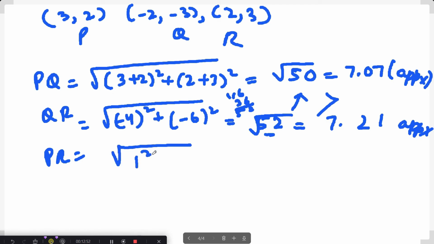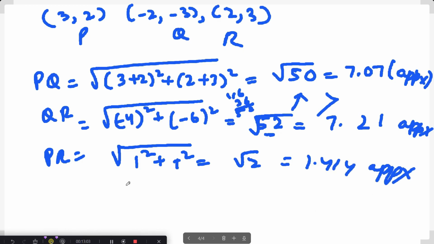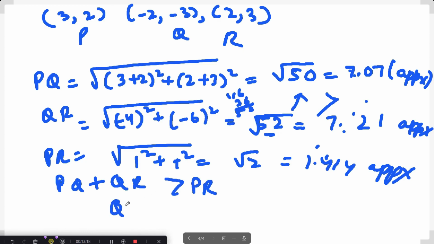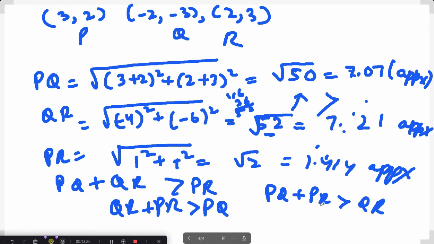Now PR: 3 minus 2, 1 square plus 2 minus 3, 1 square, मतलब minus 1 square, basically root 2. So what is root 2? We know 1.414, right? So if we take any two sides, this plus this is greater than this, plus this is greater than this. Okay, PQ plus QR greater than PR. QR plus PR greater than PQ. PQ plus PR greater than QR, right? So hence they form a triangle.